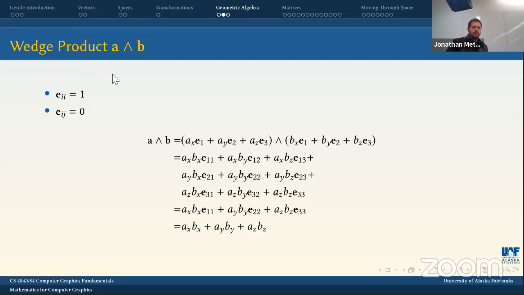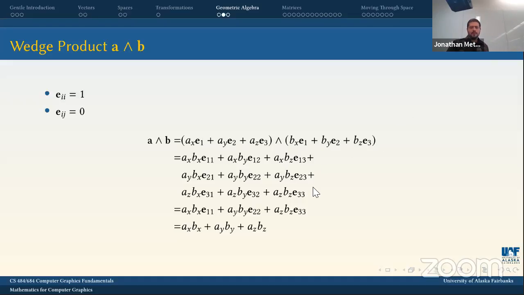So let's start with the first one, the wedge product. Anytime we get 2 E's together and they're the same value, we'll keep it as 1. And if they're orthogonal to each other, we'll say it's 0. Just like we showed before with 2 dimensions, let's do this in 3 dimensions. We can say A wedge B, and we just use the distributive rule, right? So we have AX E1 times BX E1, and then AX E1 times BY E2, combining terms just to shorten it up, and AX E1 times BZ E3.